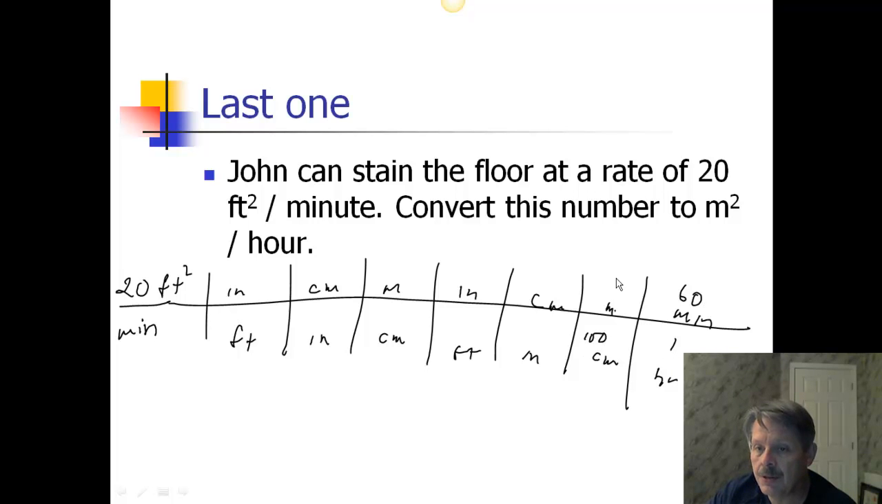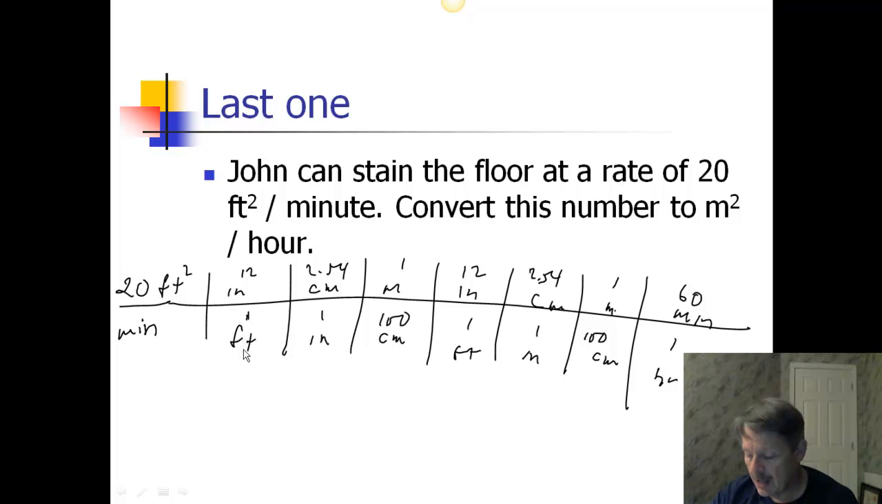Now that I put all these in: there are 100 centimeters in a meter. There are 2.54 centimeters in an inch. There are 12 inches in 1 foot. There are 100 centimeters in a meter. There are 2.54 centimeters in an inch, and there are 12 inches in a foot. I multiply this entire thing out, and I end up with approximately 111 square meters per hour.